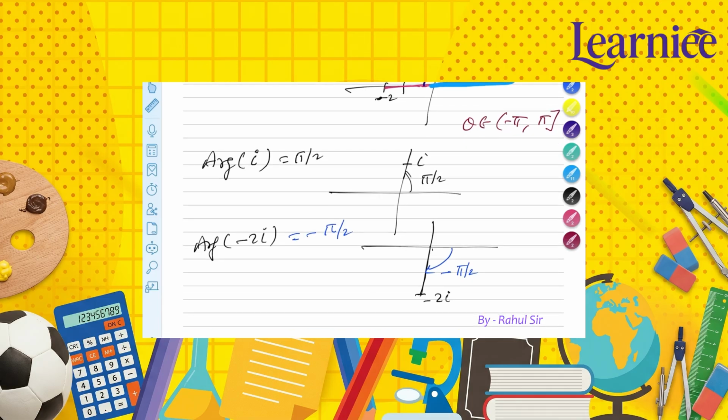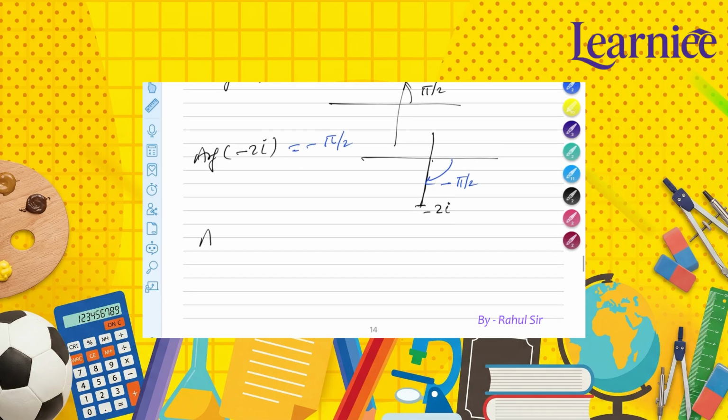Okay, now a few interesting easy questions. What is the argument of pi? The argument of pi is 0. Why? Because pi is a real number. It will lie somewhere here. So its argument is 0.